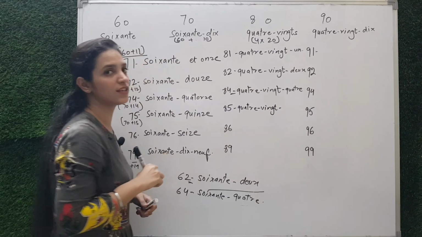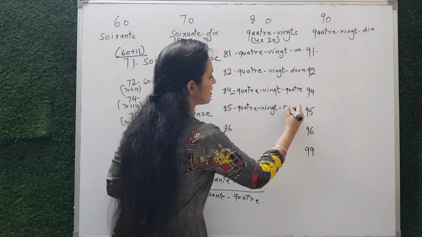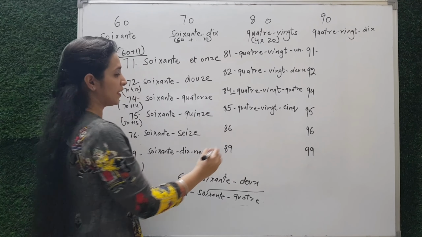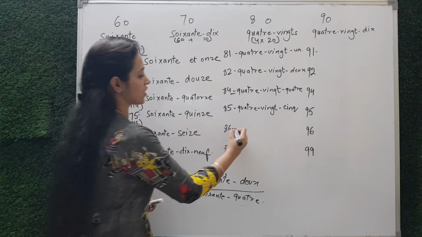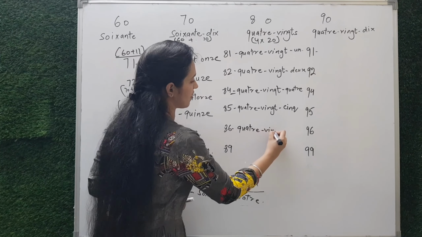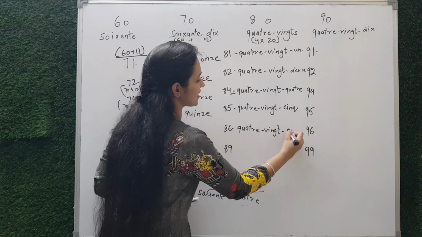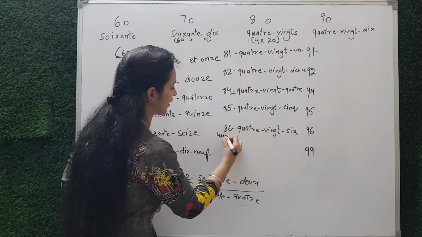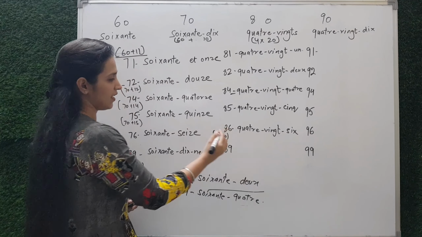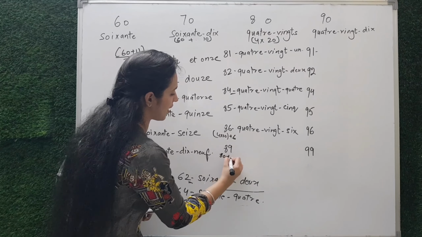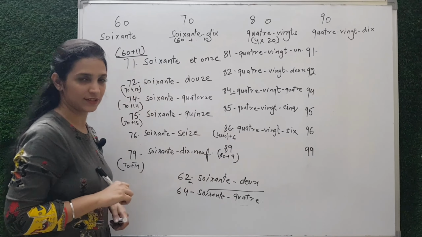What is 5 in French? Cinq. Quatre-vingts, cinq. And please don't forget to put these hyphens in between. Next is 86. So, 80 is quatre-vingts and 6 is six, right? So, basically over here it is 4 into 20, which becomes 80, plus 6, right?